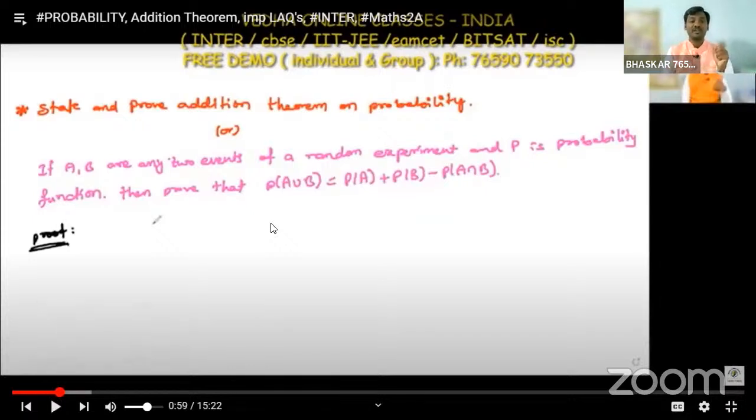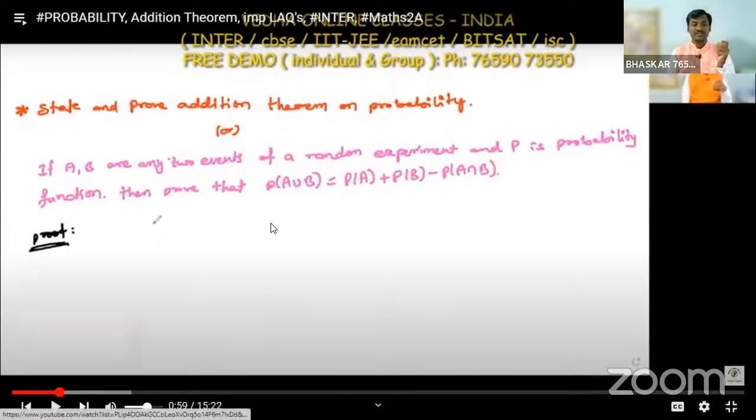So how do we get the question? State and prove the addition theorem on probability, or sometimes they will give the statement also. How do they give the statement? If A and B are two events of a random experiment and P is the probability function, then prove that probability of A union B is equal to probability of A plus probability of B minus probability of A intersection B. Okay, so this is the question here. So how do we solve this question?